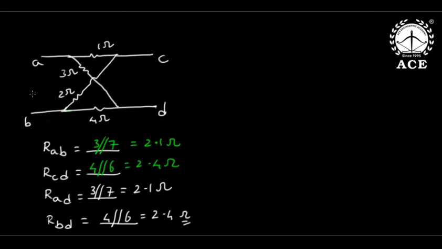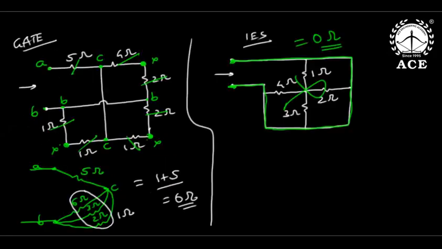If you look at RAB, nothing is there, so 3 is in parallel to 7, that is 2.1. RCD, if you look from the right side, there is nothing there, open. So 4 is in parallel to 6. Then RAD is 3 in parallel to 7. RBD, if you see, 4 is in parallel to 6. Then I extended further.